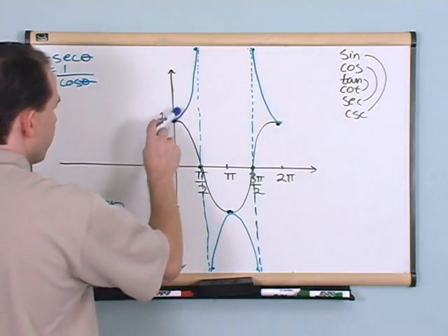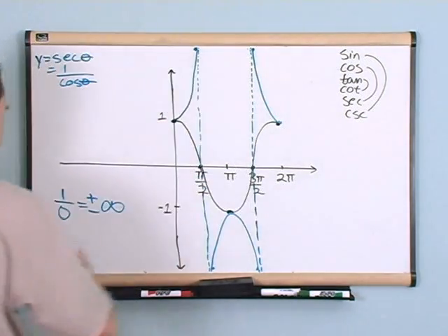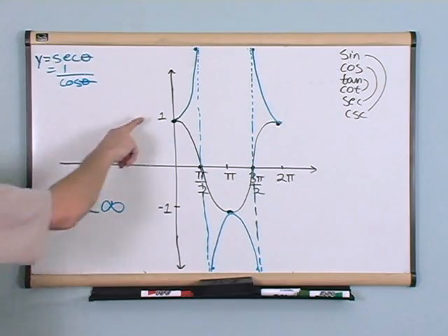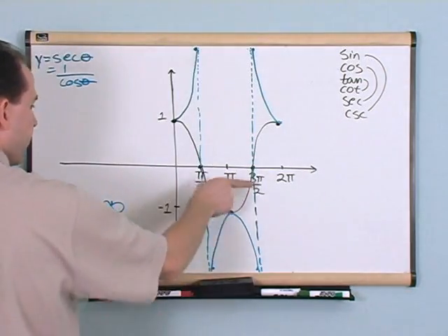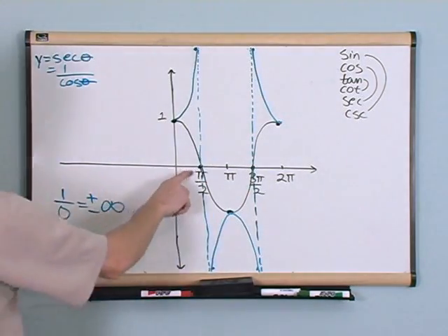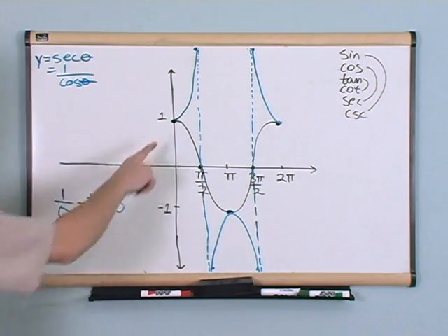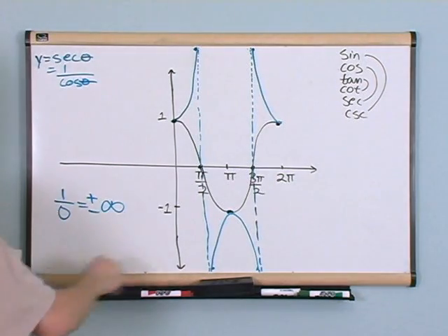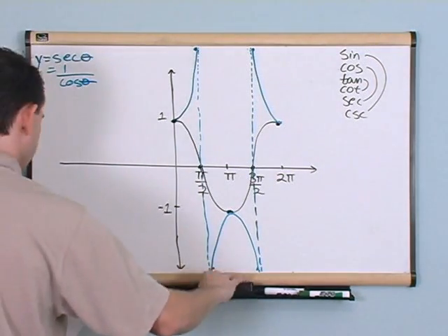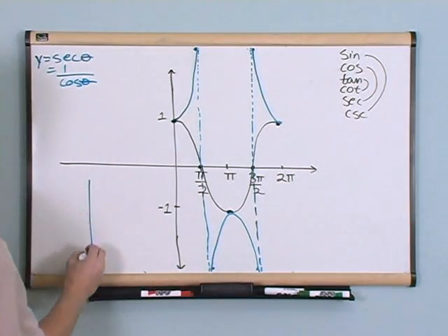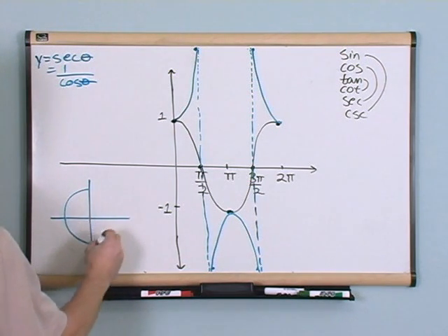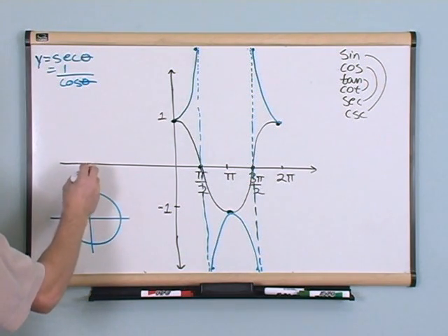The graph approaches these lines very, very closely, but never quite gets there because they go off to infinity, and then they come up from the bottom like that as you jump to the other side of pi over 2. And the reason that it jumps from positive infinity to negative infinity is because, if you look at your unit circle, I'm going to draw a little unit circle down here. This is pi over 2 up here at the top, right?